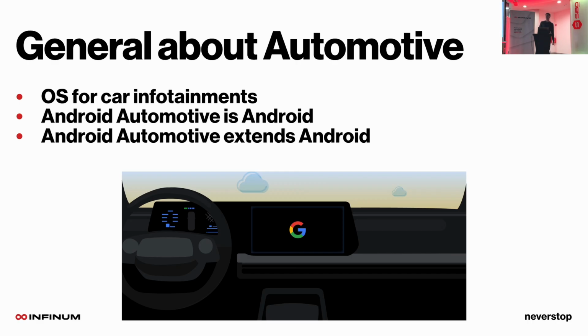So first, something general about automotive. Automotive is an operating system and a platform for car infotainment systems. And I think we all know what an infotainment is, but essentially this is the main screen in the car that the user can interact with. And it's important to know that Android Automotive is Android. It's not a fork or a parallel development of Android. It's the same code base that's running on your phone or on your tablet.